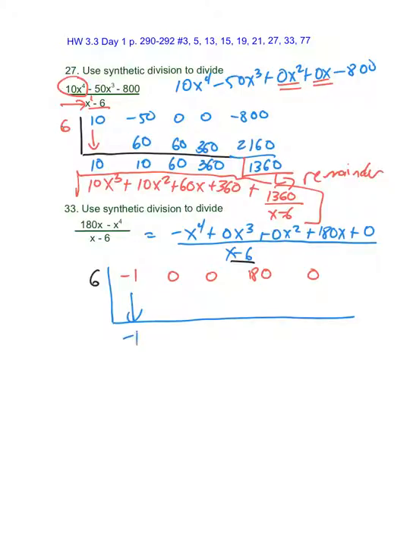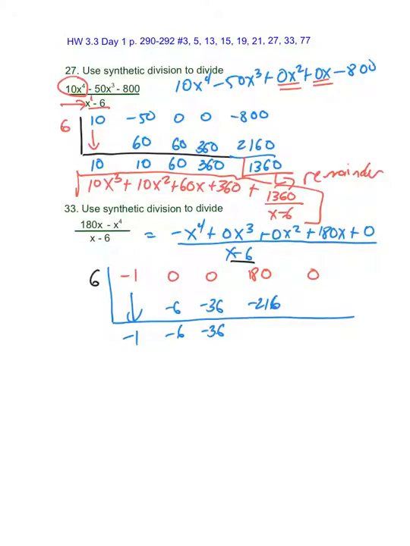So bring down the first number. So we have negative 1. Then you do negative 1 times 6 is negative 6. And then you add the numbers in each column. So 0 plus negative 6 is negative 6. 6 times negative 6 is negative 36. 0 plus negative 36 is negative 36. 6 times negative 36 is negative 216.